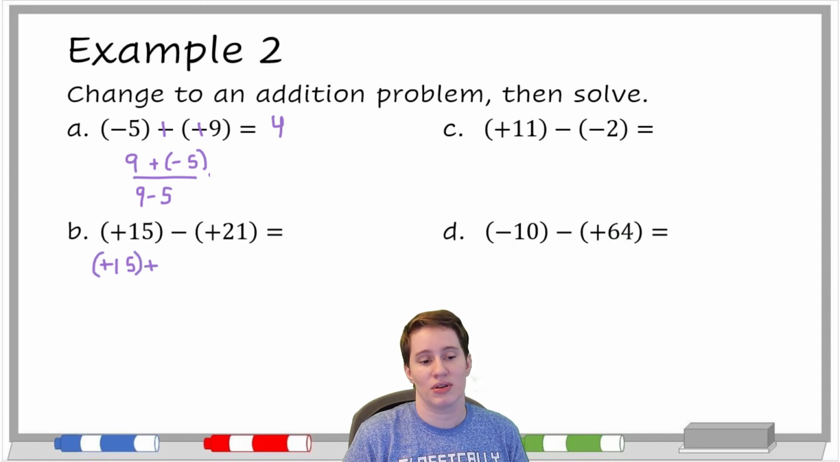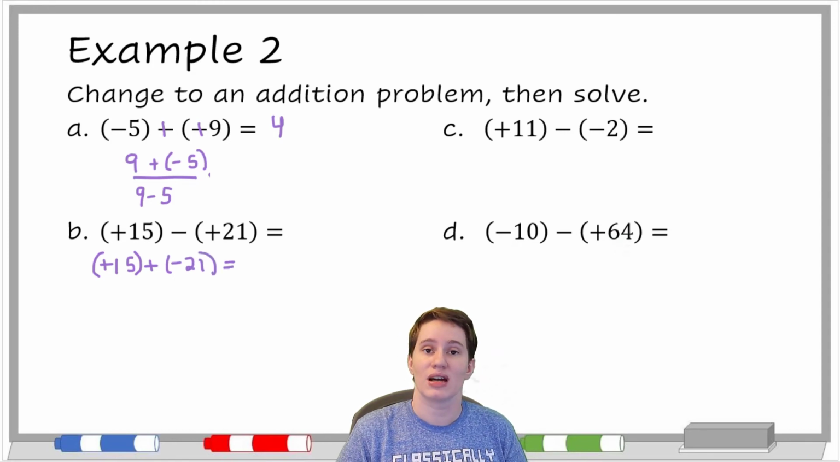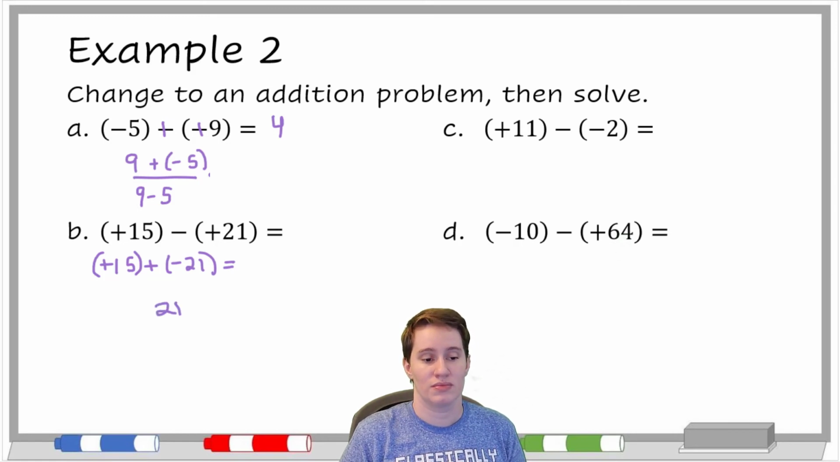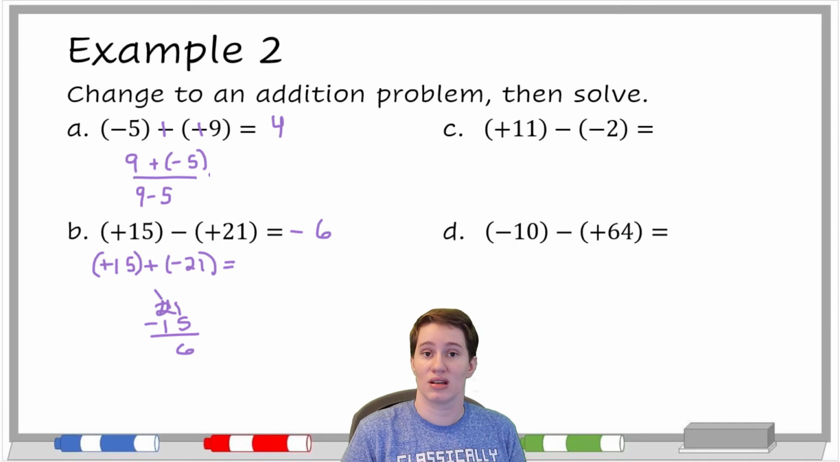So that makes it plus and then minus. And then since they're different signs, we subtract and we keep the sign of the bigger number. So 21 minus 15, which I have to borrow, and I get 6. But it's a -6 because the 21 was the bigger number and was negative.